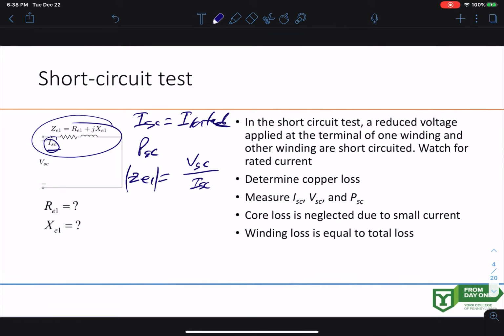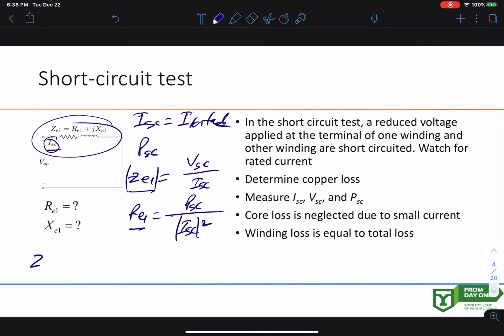So then also you can find RE1 by using this equation over here, PSC over ISC squared, right? So this again is all magnitude, right? So once you have RE1 and ZE1, you can find XE1.